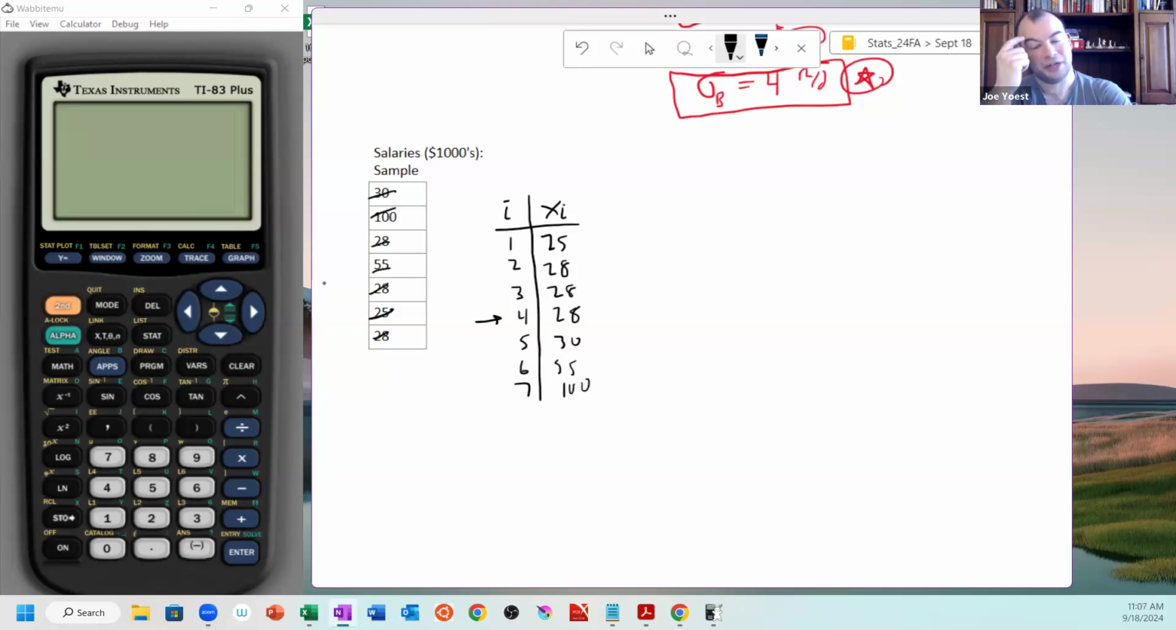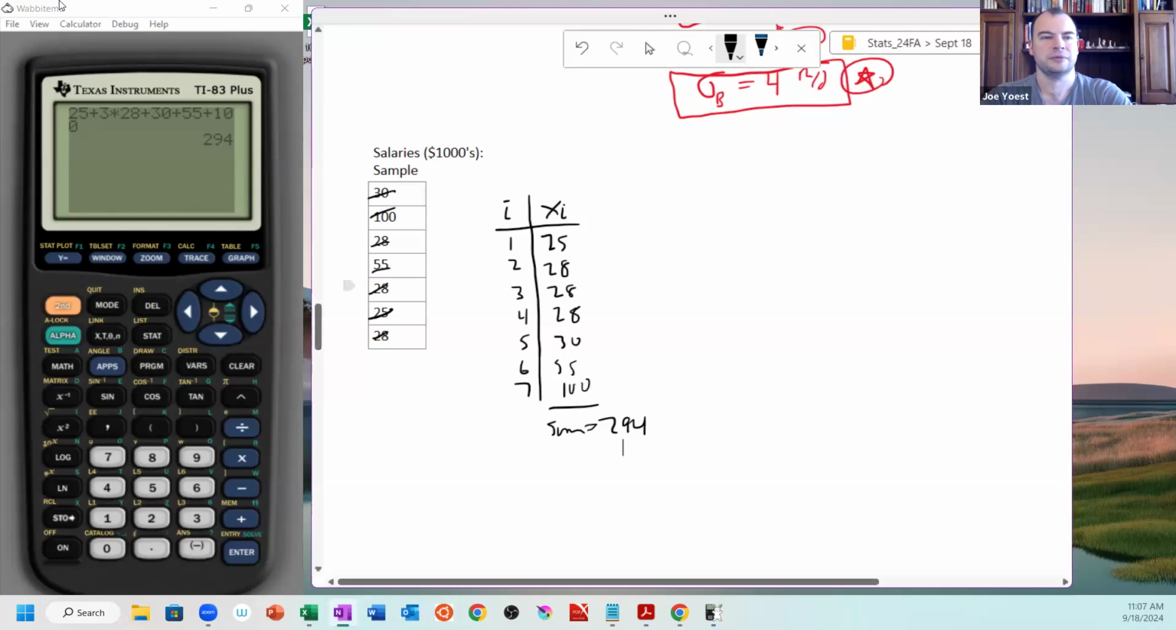I can really quickly find my median. I can find my mean by adding up this column. I see there are 3 28s, so I'll just do 3 times 28. And that gives me 294. And I divide by 7 to get my mean of 42. X bar is 42.